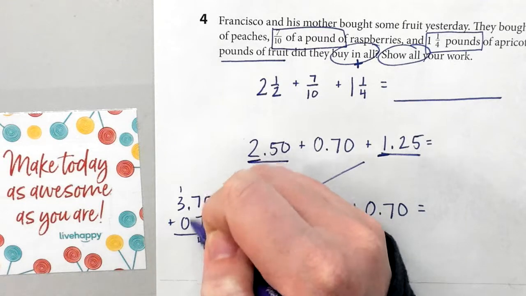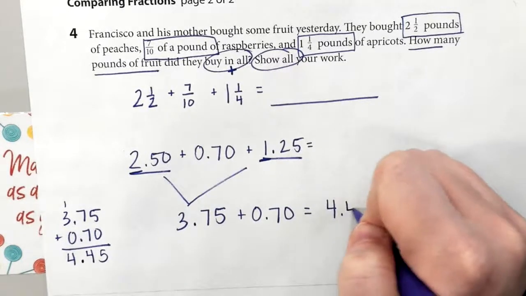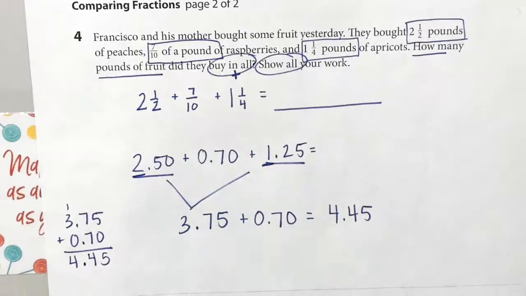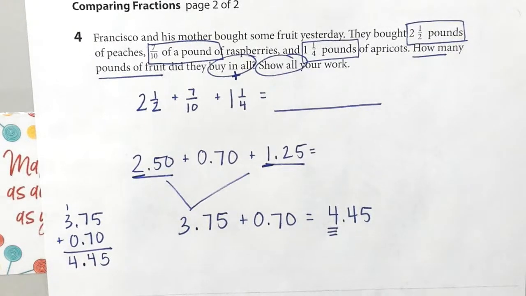Bring down my decimal. 3 plus 1 is 4. So I get $4.45. Can I leave my answer like that? No, I can't. I have to change it back to a fraction because the question is in fraction form. So how would I show $4 as a part of my fraction?